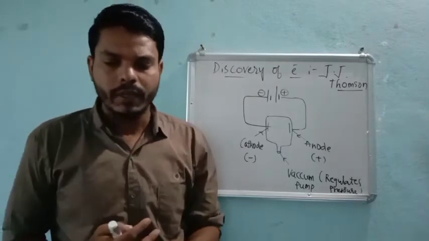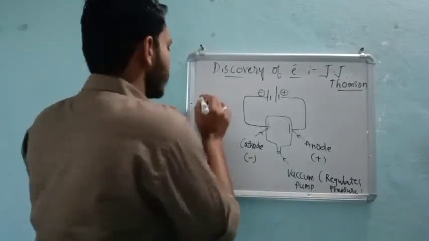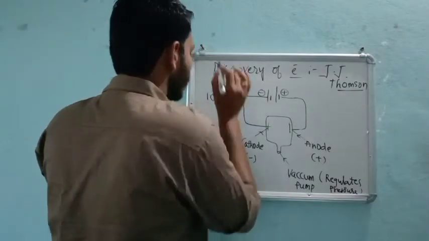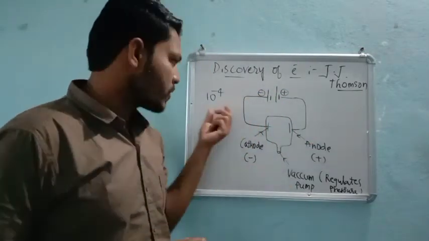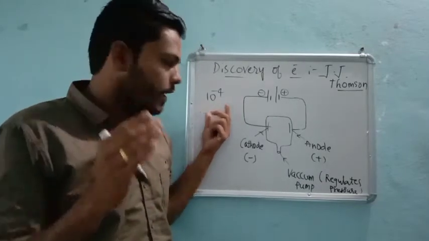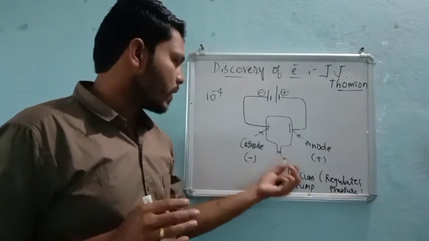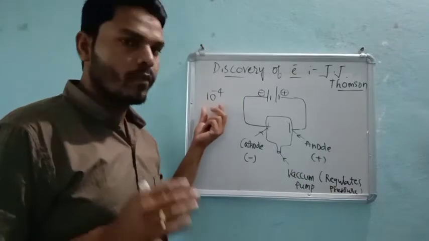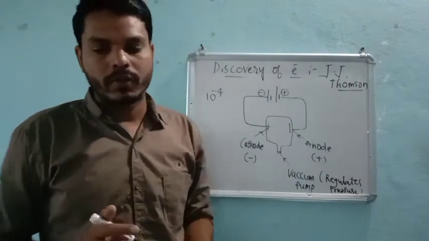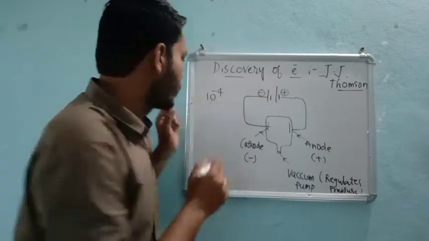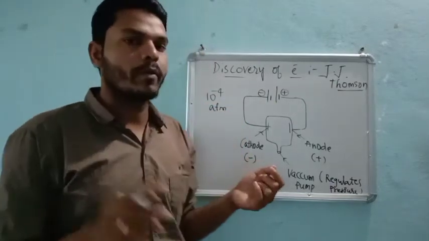The pressure of the discharge tube is reduced up to 10 raised to minus 4. After connecting this, the pressure will increase, and that pressure we decrease with the help of the vacuum pump, because it regulates the pressure. With the vacuum pump we can decrease or increase the pressure. So we decrease it to 10 raised to minus 4 atmospheric pressure, that means 0.0001.